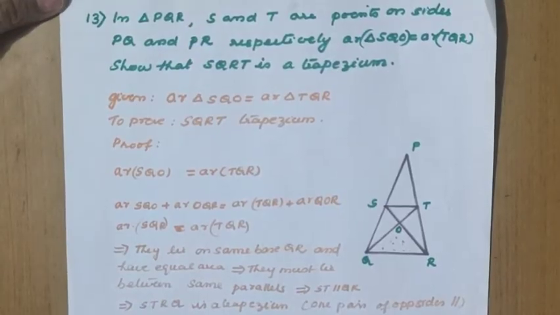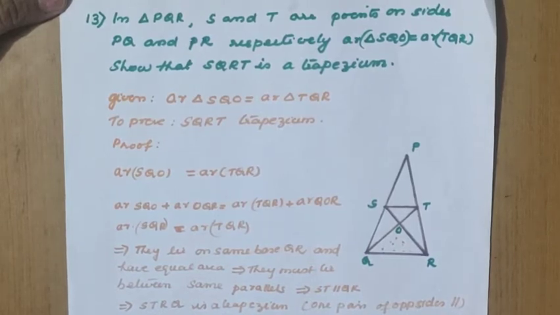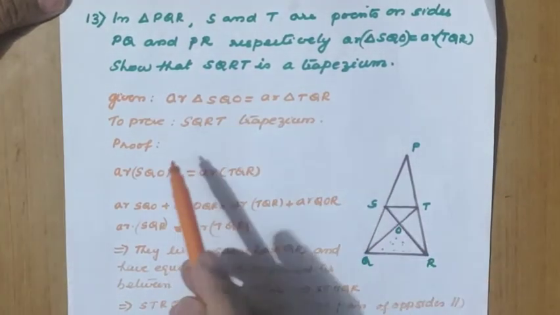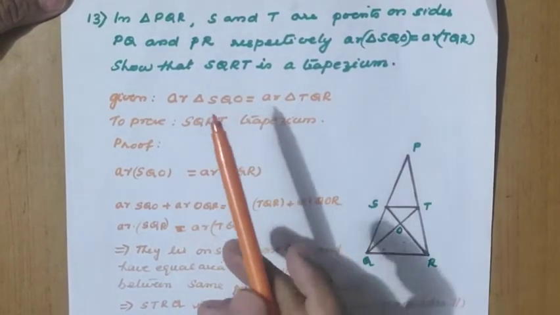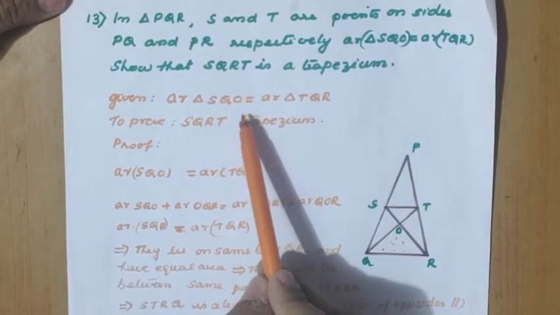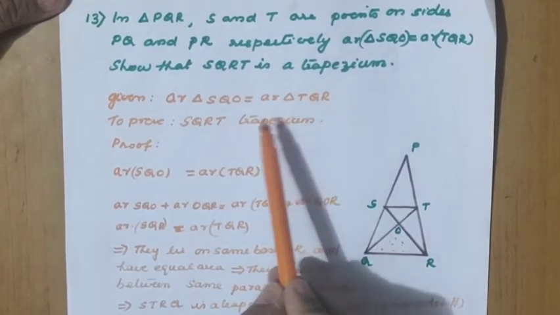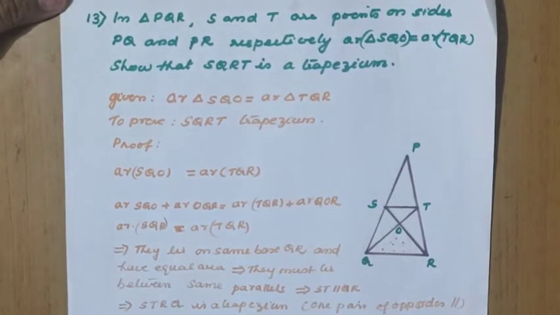Question number 13. In triangle PQR, S and T are points on the sides PQ and PR respectively. Area of the triangle SQO equal to area of the triangle TQR. Show that STRQ is a trapezium. In triangle PQR, this time a diagram is given. So we will complete the given and to prove first. Given: area of the triangle SQO equals area of the triangle TQR. To prove: STRQ is a trapezium. Now let us see the proof.